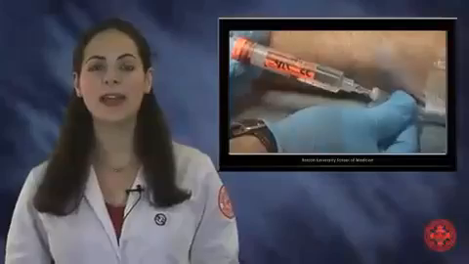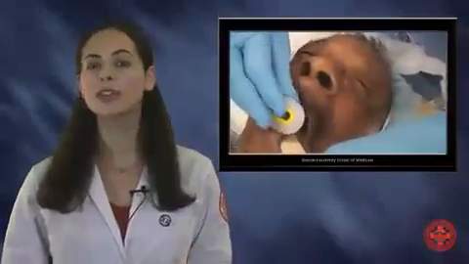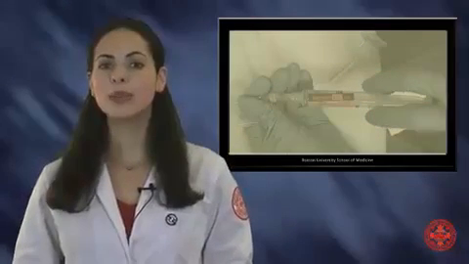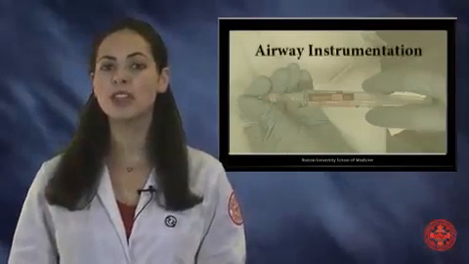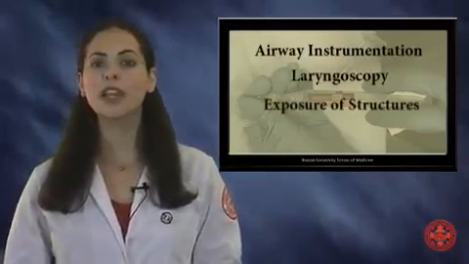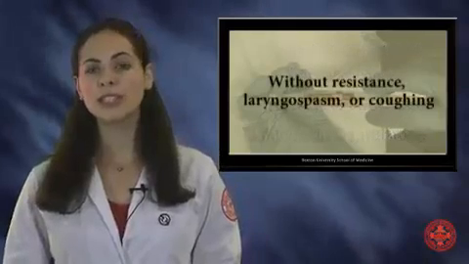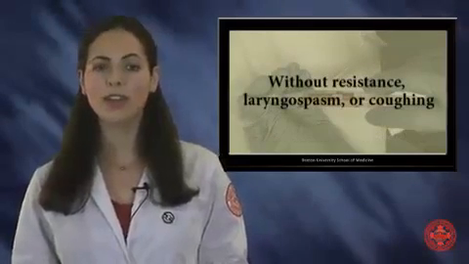After the administration of the induction agents, the next step is to manage the patient's airway. Managing the patient's airway may consist of ventilation with a face mask, insertion of an oral or nasal airway, laryngoscopy, and endotracheal intubation. This is facilitated by the administration of a neuromuscular blocking agent, such as succinylcholine or vecuronium. Neuromuscular blocking agents enable airway instrumentation, laryngoscopy, and exposure of the laryngeal structures, as well as endotracheal intubation, to occur without resistance, laryngospasm, or coughing.